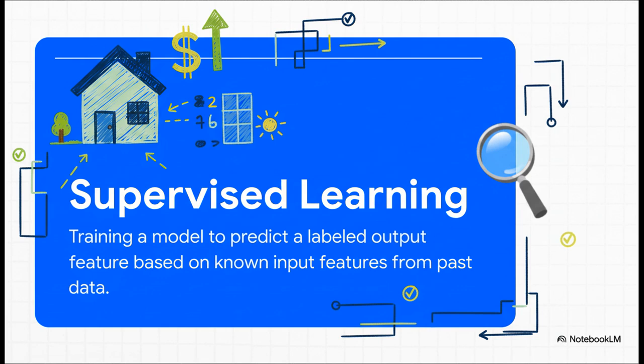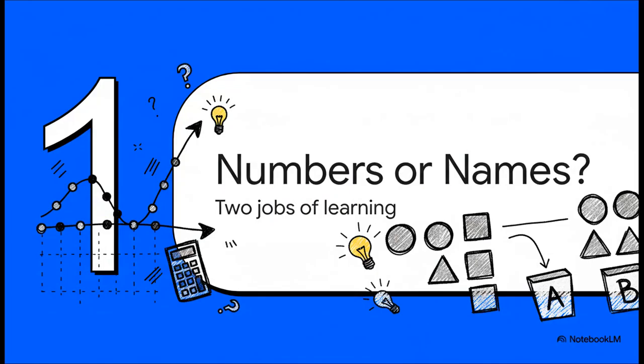Now, where does the supervision part come in? Well, you can think of it like this. We're the teacher. We give the machine a huge data set that already has all the right answers, or labels. We show it a house's features and its final sale price again and again until it starts to learn the relationship between the two. So supervised learning is this really powerful tool, and it really shines at two basic jobs: predicting specific numbers and sorting things into groups or giving them names.